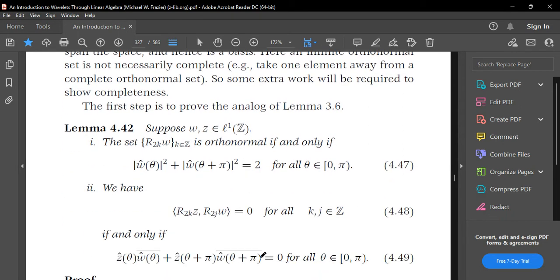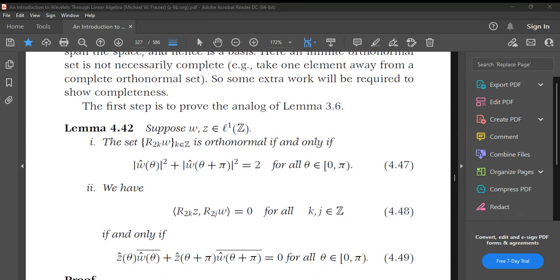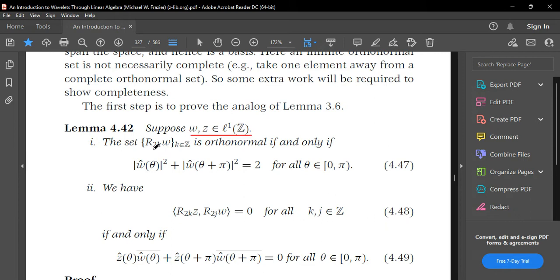And first for this, we also have theorems and lemmas that are very much analogous to those we have proved in the finite case. Suppose w in L1 of Z. The set of even number translates R2k of w is orthonormal if and only if modulus of w cap of theta, where cap means the Fourier transform that we have defined in section 4.3, plus w cap of theta plus pi the whole square is equal to 2 for all theta belonging to 0 to pi.